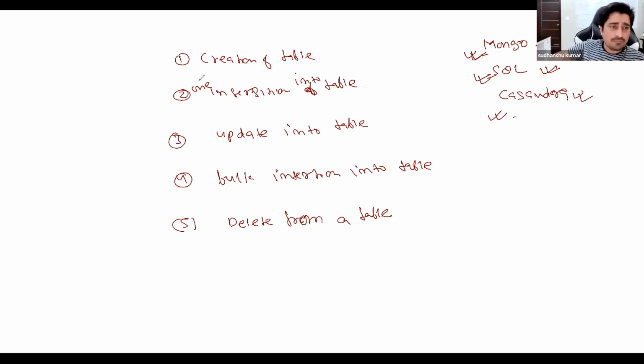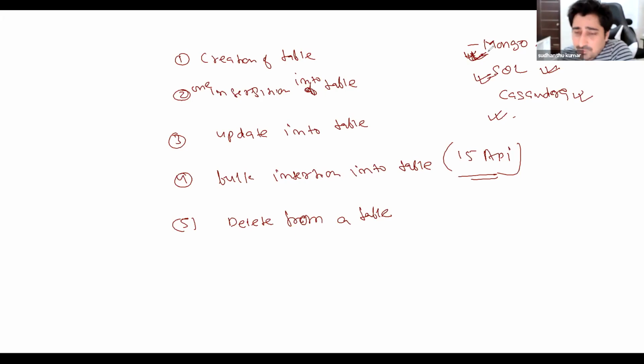So in all of these three databases, I'm looking for this entire CRUD operation. A single insertion, bulk insertion, update into a table, or a delete into a table, creation of a table itself. For each and everything, I'm expecting an API. So in total, I'm expecting 15 APIs from your side. These are three databases and five tasks, so five tasks per database, right?